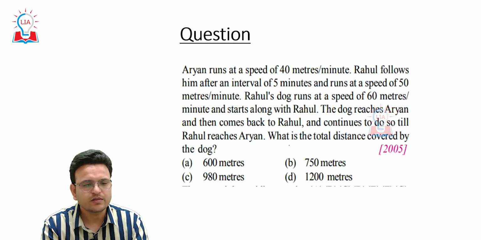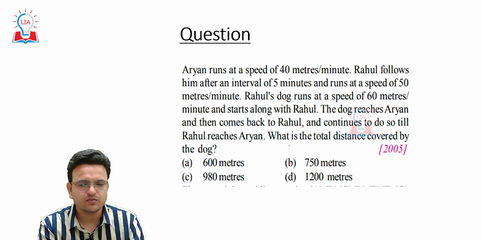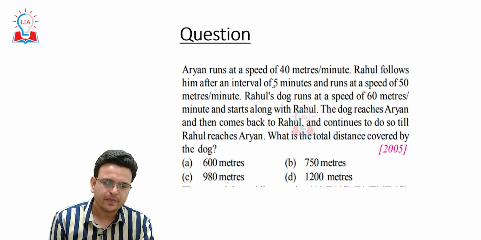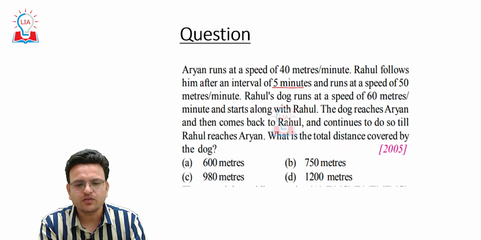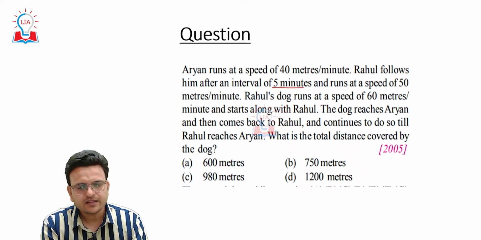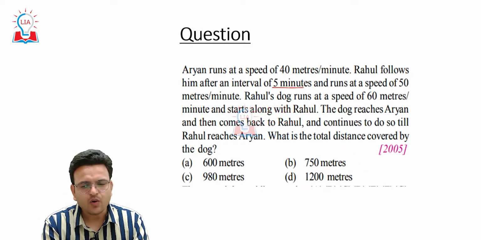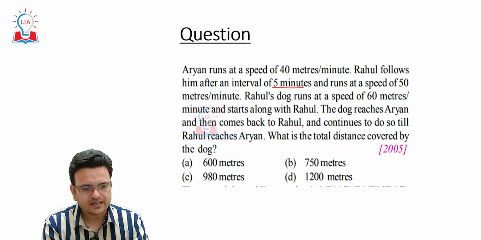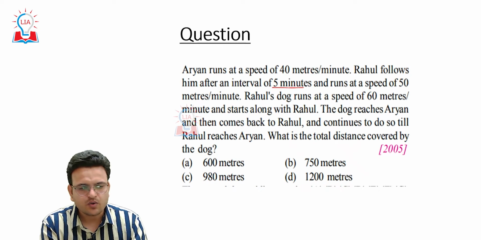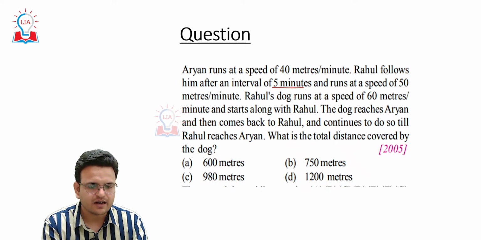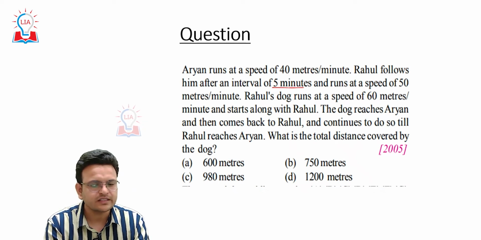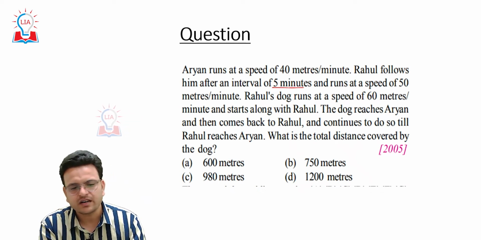Now come to one more question. Aryan runs at a speed of 40 meters per minute. Rahul follows him after an interval of 5 minutes and runs at a speed of 50 meters per minute. Rahul's dog runs at a speed of 60 meters per minute and starts along with Rahul. The dog reaches Aryan and then comes back to Rahul and continues to do so till Rahul reaches Aryan. What is the total distance covered by the dog?